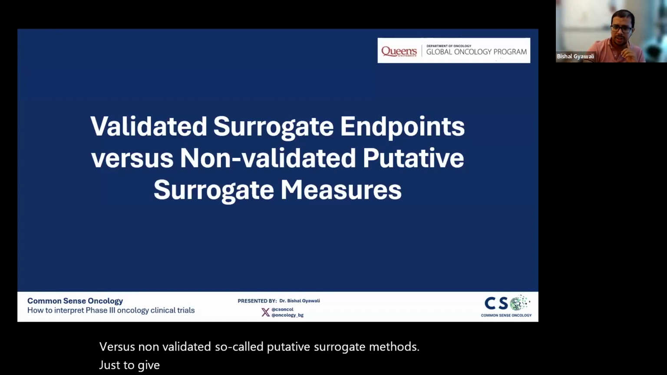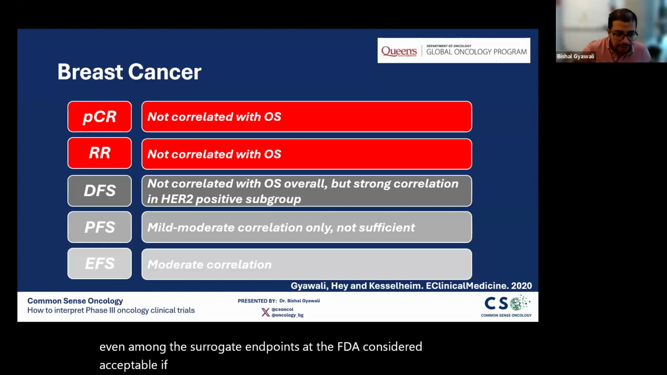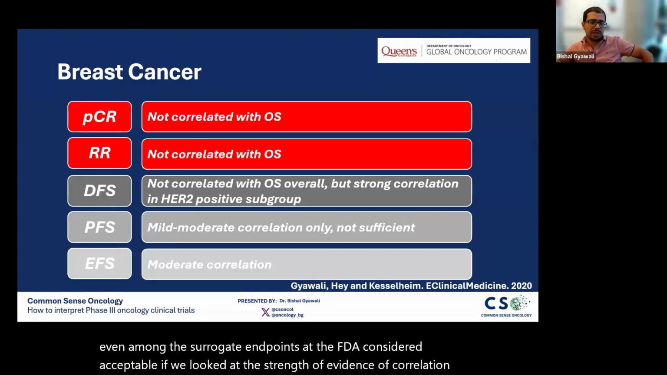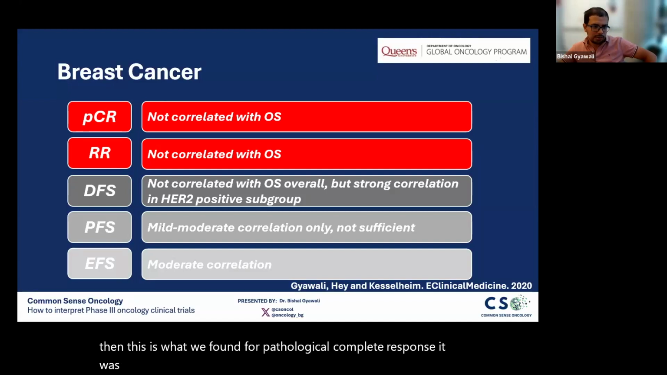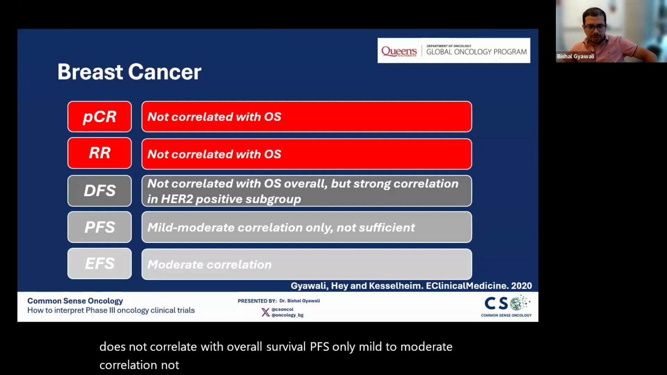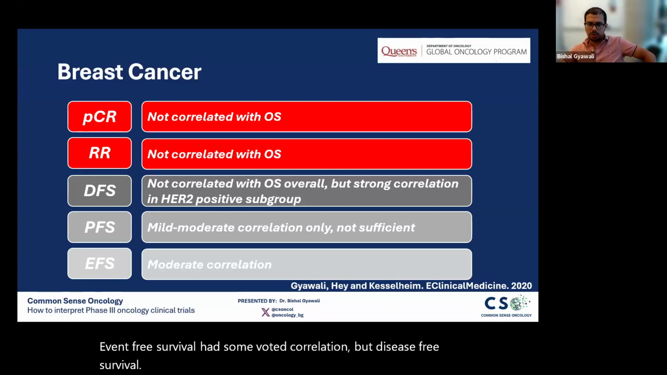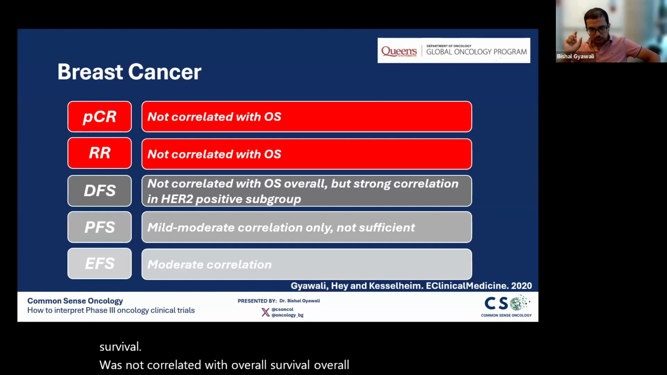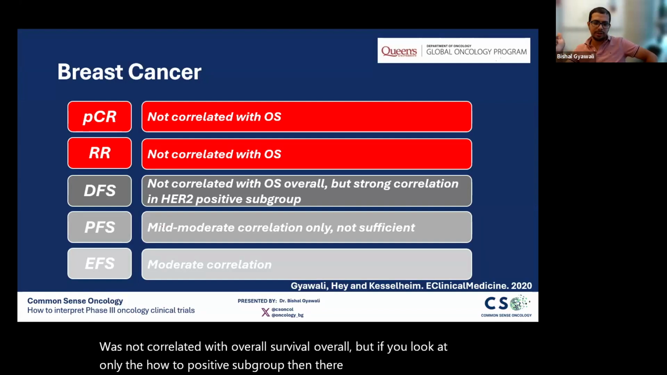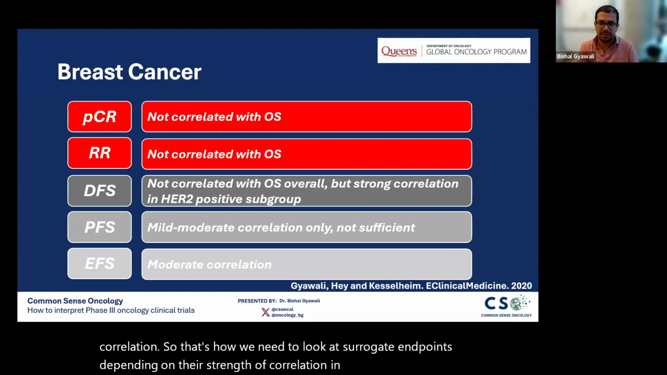Just to give you an example, in breast cancer, we looked into the surrogate endpoints that the FDA considered acceptable, but even among those, if we looked at the strength of evidence of correlation, then this is what we found. For pathological complete response, it was not at all correlated with overall survival. For response rate, it was not correlated with overall survival. PFS, only mild to moderate correlation, not sufficient. Event-free survival had some moderate correlation, but disease-free survival was not correlated with overall survival overall. But if you look at only the HER2 positive subgroup, then there was a strong correlation. So that's how we need to look at surrogate endpoints, depending on their strength of correlation in each individual setting.